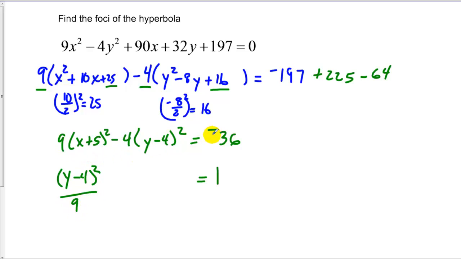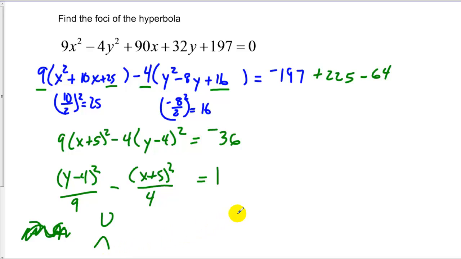When I divide this 9 by negative 36, I now get a negative term. That's x plus 5 quantity squared over 4. So you'll notice that this hyperbola moves up and down because the y squared term leads. Therefore, I have a center at negative 5 and 4.